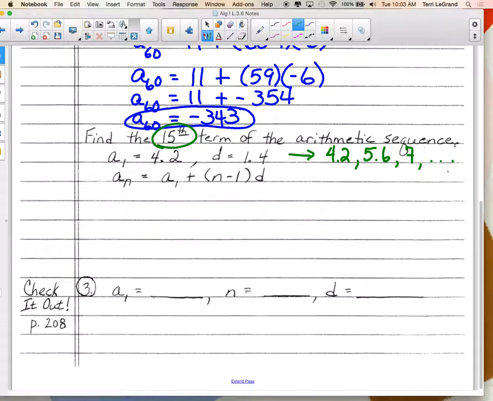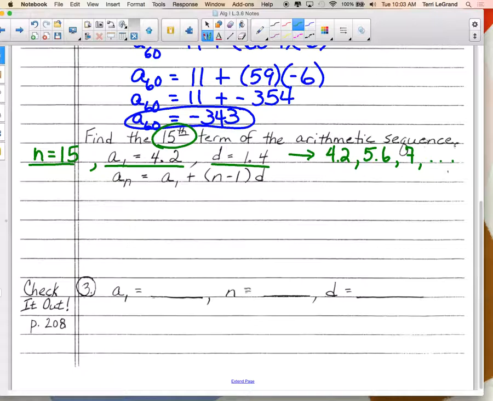What is that? No, that's not our first term we're looking for. It's the term number we're looking for. So in reality, we know that n is 15. So here's all of our given information right here. We know the n value, we know the first term, we know the common difference.